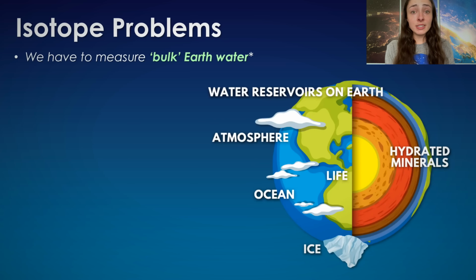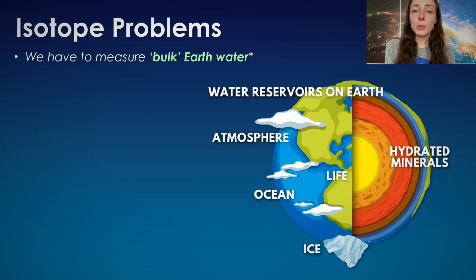But for this, you might imagine, we need to understand the isotopic signature of not just Earth's ocean water, but Earth's bulk water. There are many water reservoirs on Earth, including not only the ocean, but also water vapor in the atmosphere, or water tied up in ice, or hydrated minerals within Earth's interior in the mantle, or even in life. As you guys have probably heard the stats, we are made mostly of water. So water is present in all of these different chemical reservoirs on Earth.